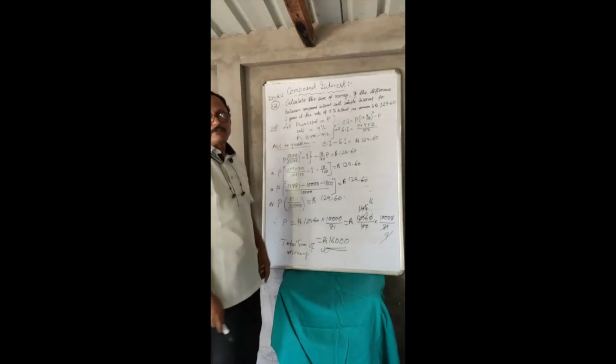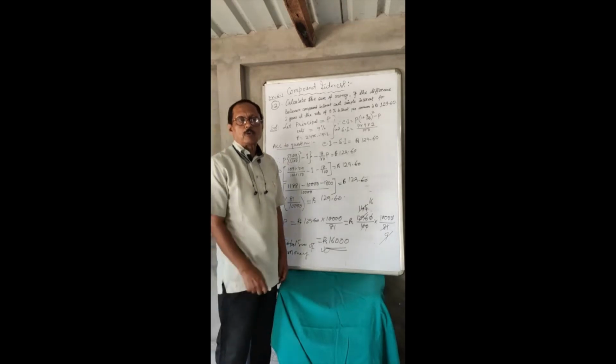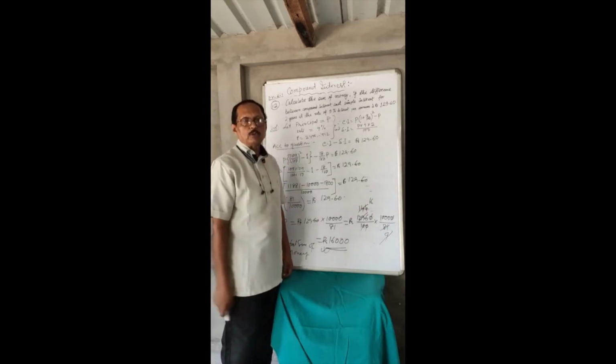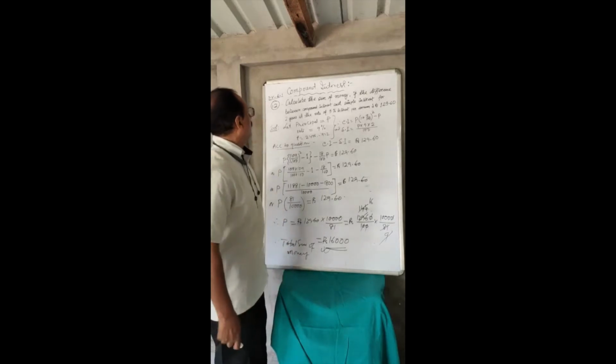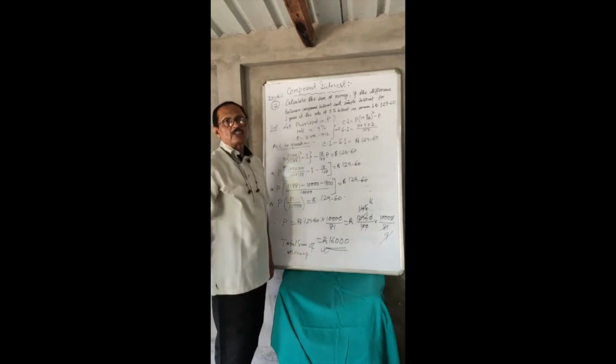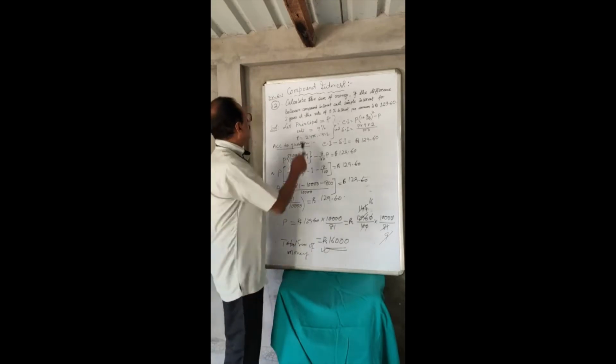We are coming next to problem number 12, the same exercise. It is another type. Two types of problems we have solved already: one is how to find the amount, the second is how to find the principal, and here is the amalgamation problem of simple interest and compound interest. So you read the problem.